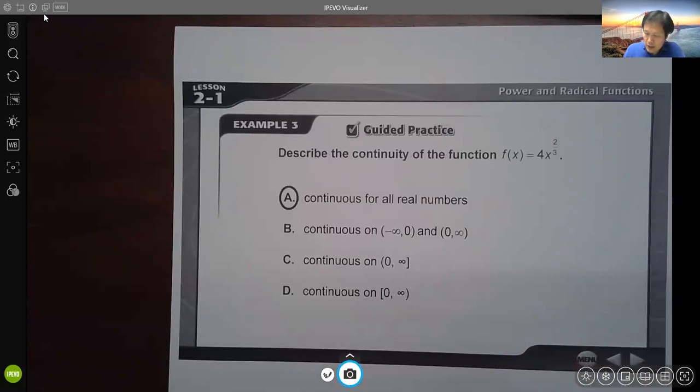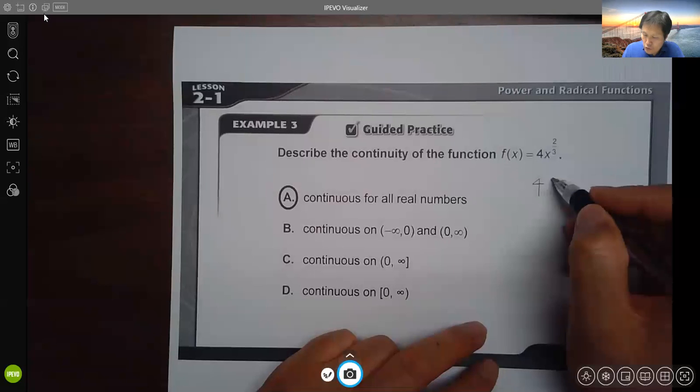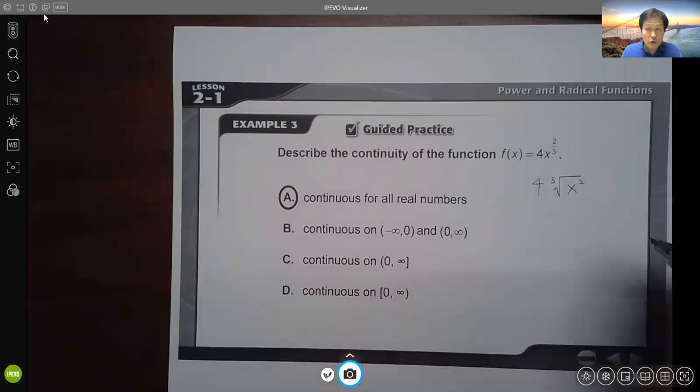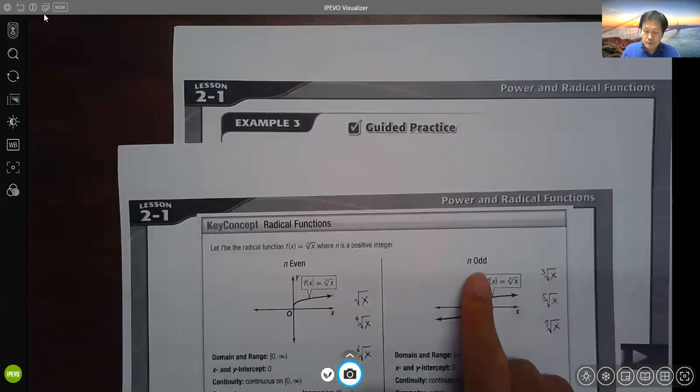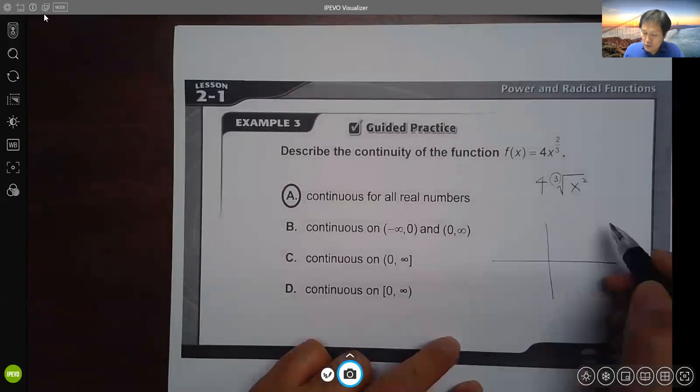Here's what I can say. This is exactly the same as writing the third root of x to the second power. One number matters when you roughly sketch it, this number. If that's odd, you will have both sides. So I know, roughly, the graph would look something like this.